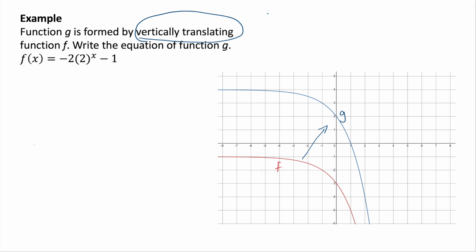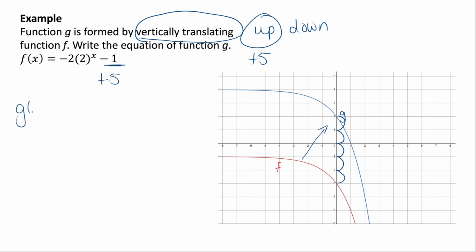Well, what happened? Did it go up or down? We'll notice that from f to g, our function went up, and then we just have to count how many units. Okay, so it went up 1, 2, 3, 4, 5. So it went up 5 units. So it's going to change this value of k. So we're going to add 5. That means that g of x is going to become 2 times 2 to the x, and then minus 1 plus 5 is going to become plus 4. Okay, so that's how you write the equation of a function.